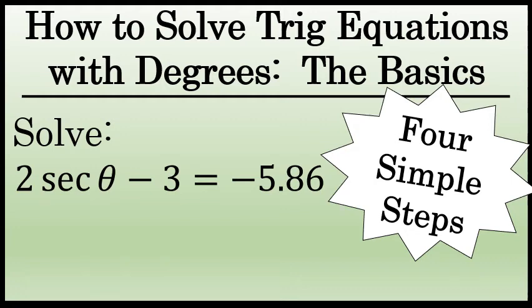Let's solve the trig equation 2 secant theta minus 3 equals negative 5.86 in 4 steps. Not too bad. 4 simple steps, I'll say.